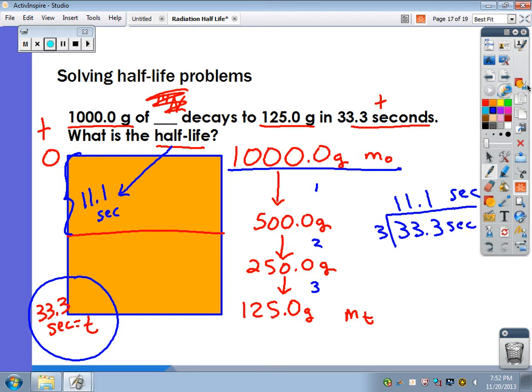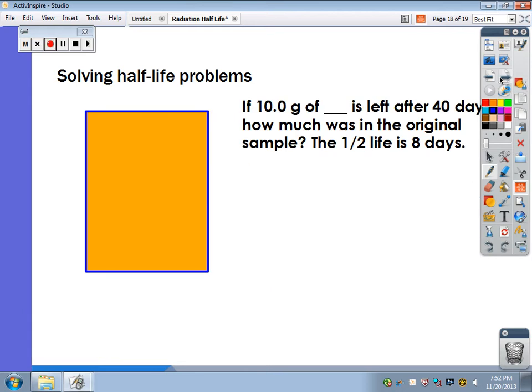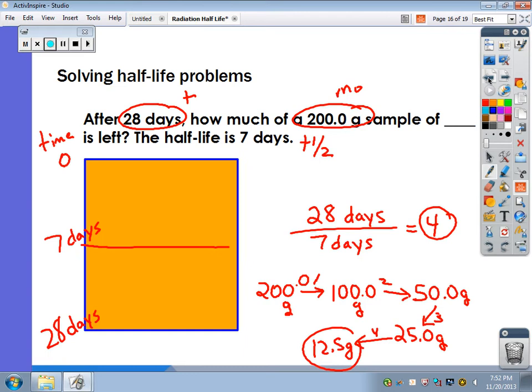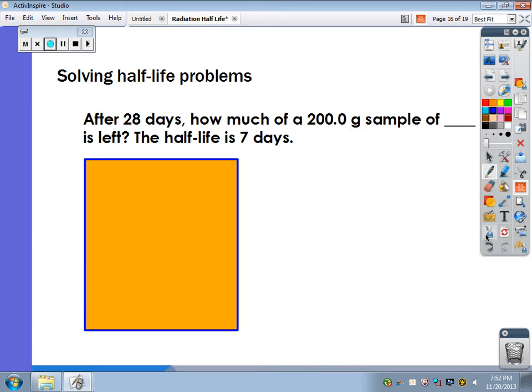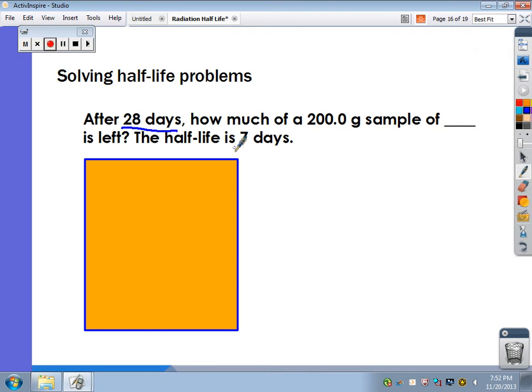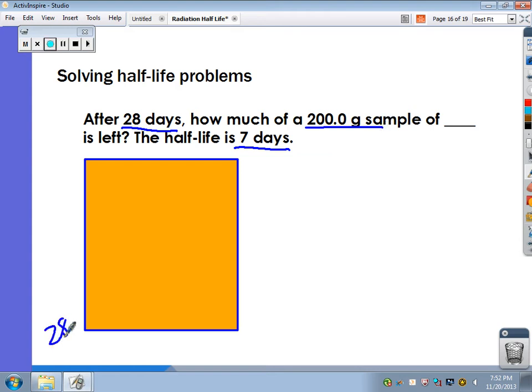Let's go and do another problem. Now in this kind of problem, let's go back real quick. In the first problem, what do you know? You have time and you have half-life. So with total time and half-life, and you know how much of an original mass of a sample is left. So you know 28 days, you know the half-life is 7, you know the original mass, and you're trying to figure this out down here. That's one kind of problem. This is time is 0.